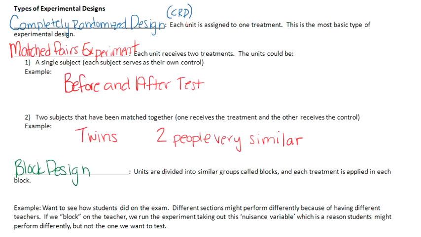So we might block them into different groups of lightweight, regular weight, and heavyweight, and then from there take a random sample from each. So with the block design, we'll first split people up into groups called blocks, and then we will end up giving treatment to some of those and then control to the others.